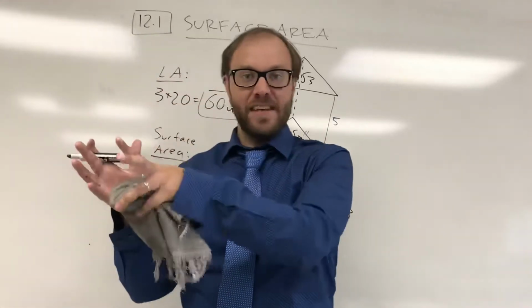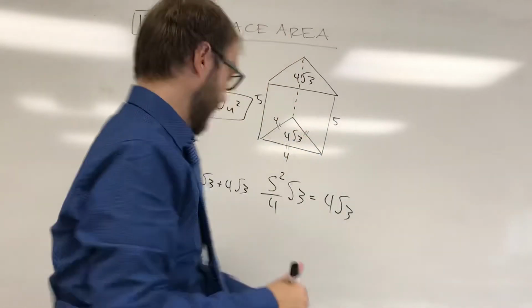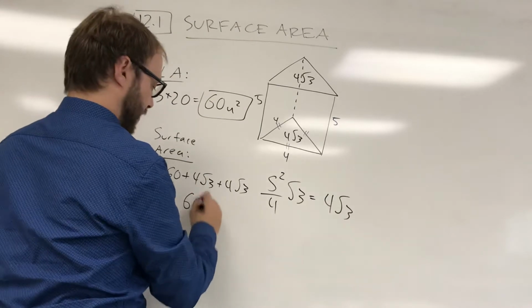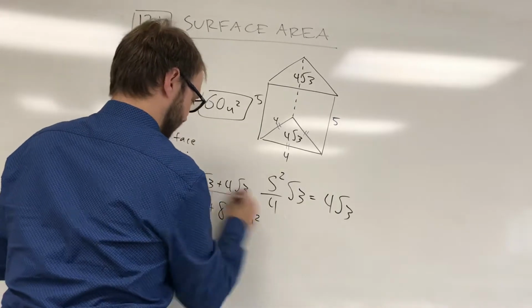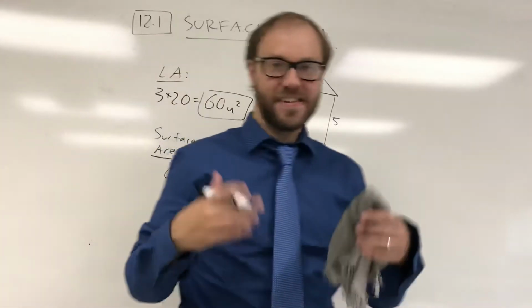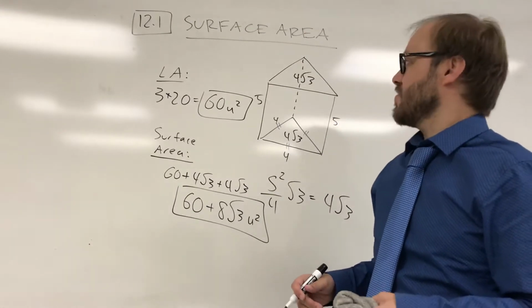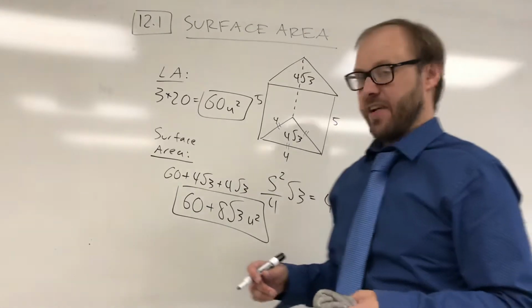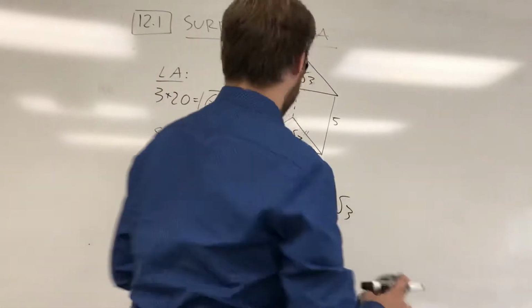Notice you've got 60, that's 60 ones, and you've got 8 radical 3, that's 8 square roots of 3. Can't be simplified. So your final area is going to be 60 plus 8 radical 3. And again, best to say square units since you're dealing with area. Okay, don't try to add those together. It's not 68 radical 3. That's what's going on. All right? So that's the idea of finding the surface area of basically an equilateral triangle prism.